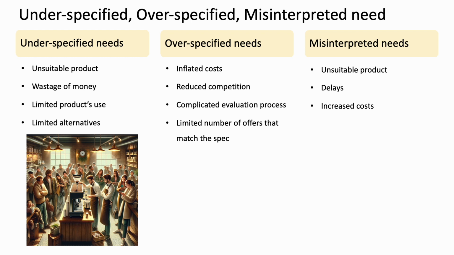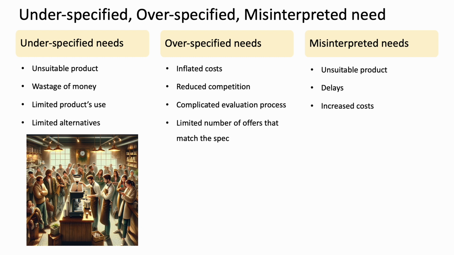Imagine ordering a custom coffee machine for your new cafe. In case of an underspecified need, you ask for a quality coffee machine but don't mention your need for high volume during peak times. As a result, the machine can't handle rush hour demand. You might need to buy a second machine sooner. Hard to replace without extra costs.